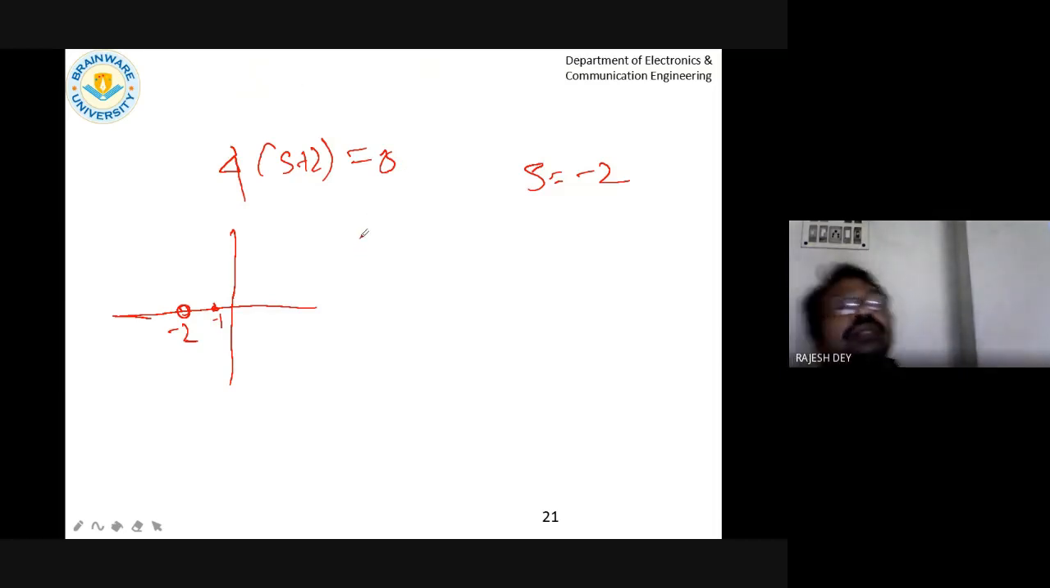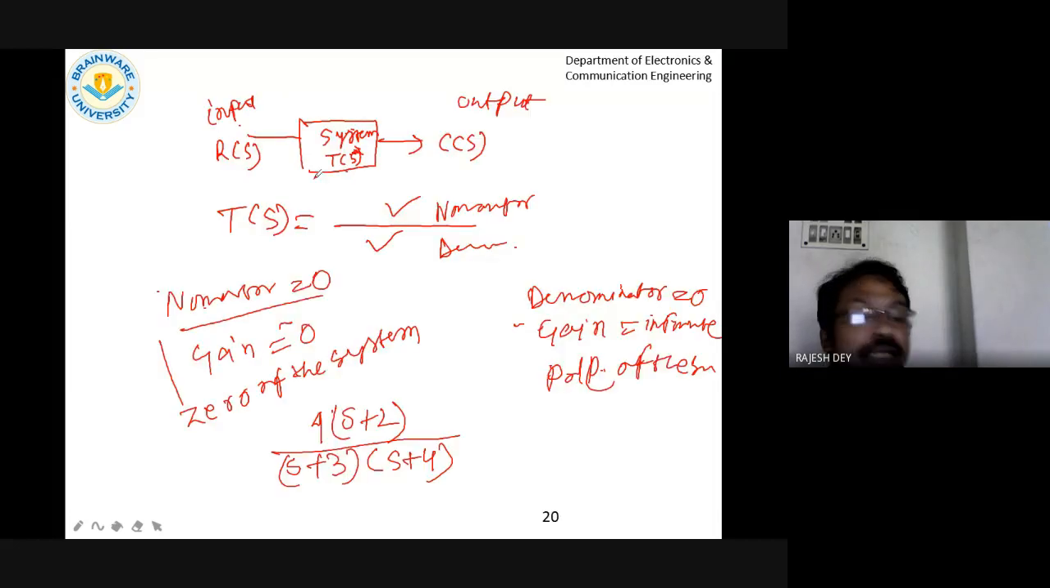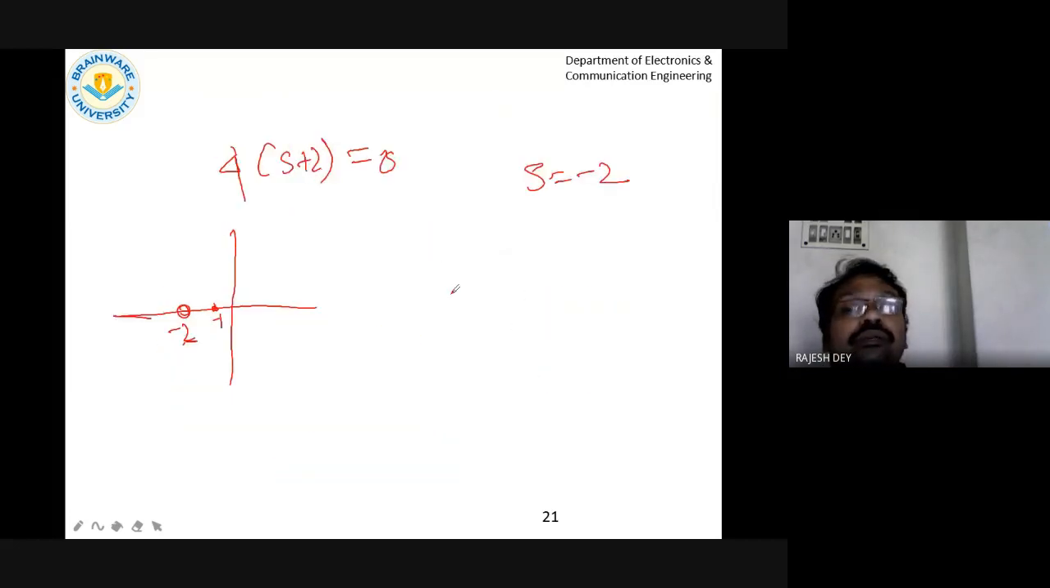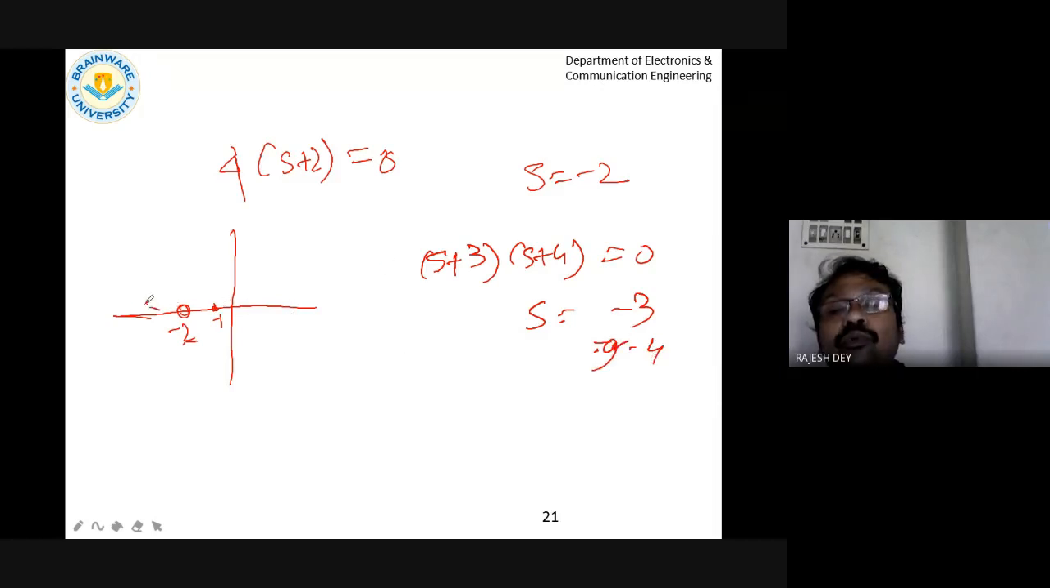Transfer function means the system parameters as a mathematical expression. And what is the denominator? S plus 3 into s plus 4, that is equal to 0. That means s equal to minus 3 and minus 4. So there are two poles. This root is called the pole, minus 3 and minus 4. Pole is expressed by a cross and zero is expressed by a circle.